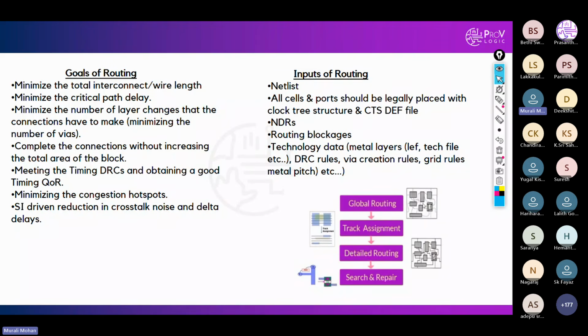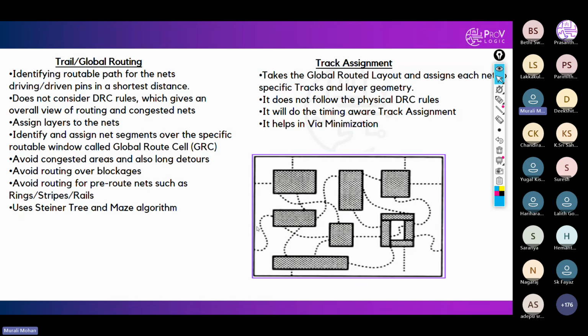In global routing, some rough connections happen, and it won't follow any rules. Then it assigns some tracks, and connects properly, following the timing constraints, power constraints, congestion related things, and everything. Finally, if any path is still violating, the search and repair stage finds it and fixes all of that. This is the way global routing looks.